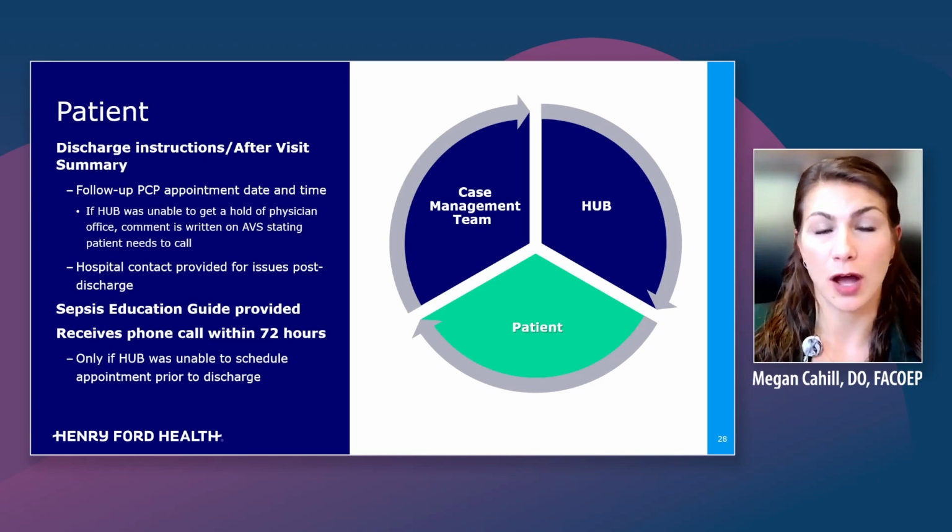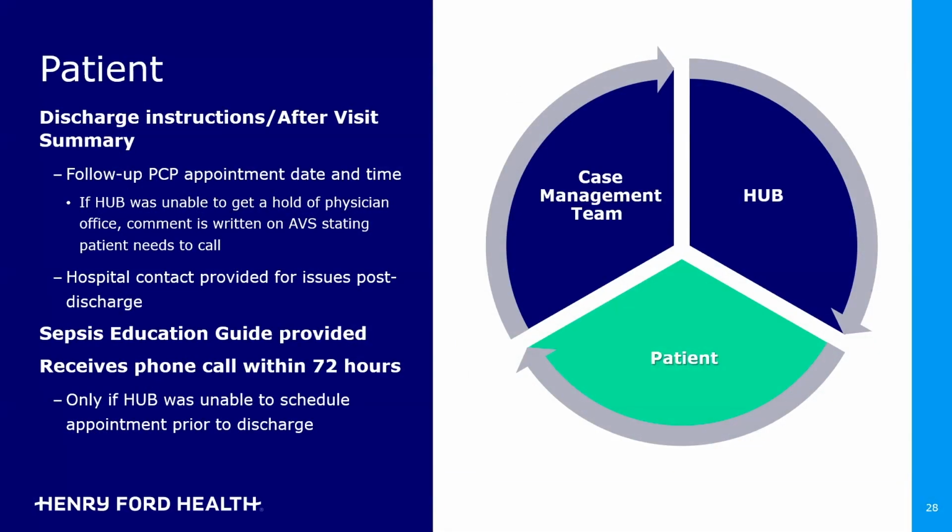That will include, if the hub is able to make that appointment, the follow-up PCP appointment date and time on those discharge instructions. If the hub was unable to make that appointment for the patient, it'll list that, stating that the patient still needs to call their PCP for a follow-up appointment within the next 7 days.